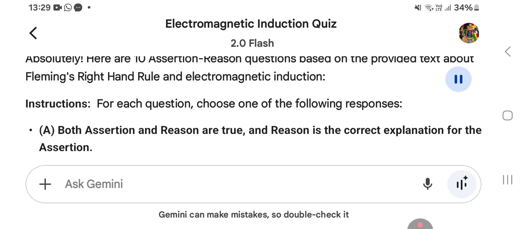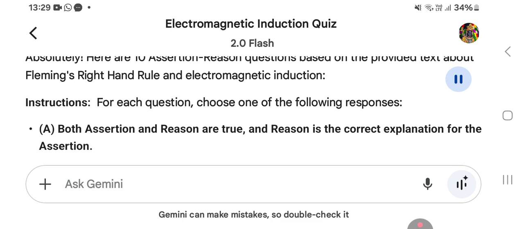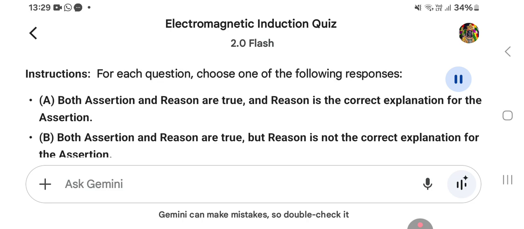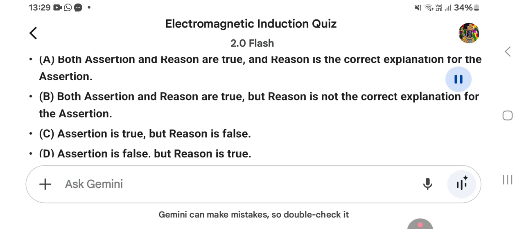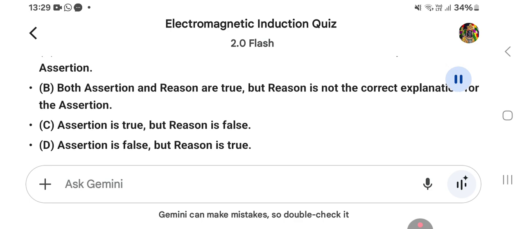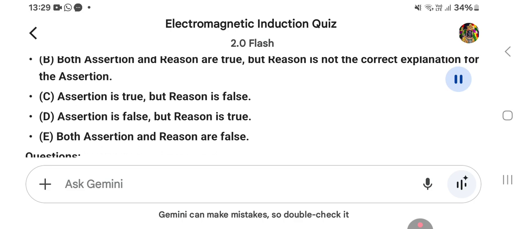A. Both assertion and reason are true, and reason is the correct explanation for the assertion. B. Both assertion and reason are true, but reason is not the correct explanation for the assertion. C. Assertion is true, but reason is false. D. Assertion is false, but reason is true. E. Both assertion and reason are false.